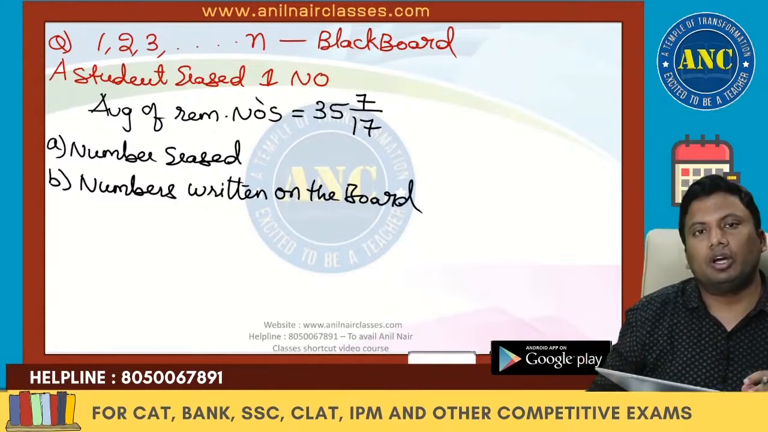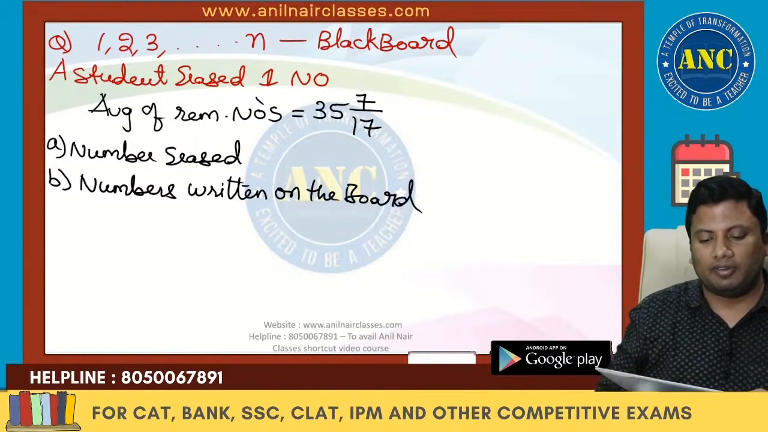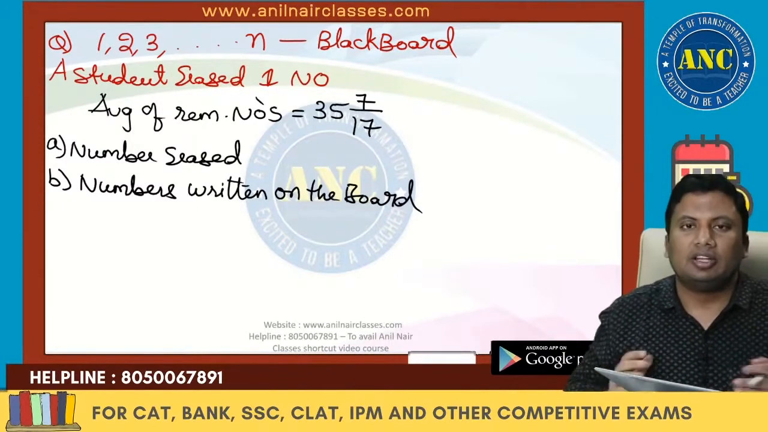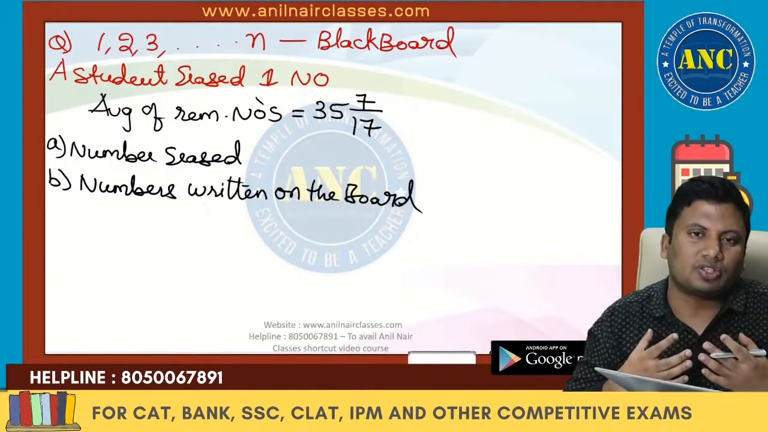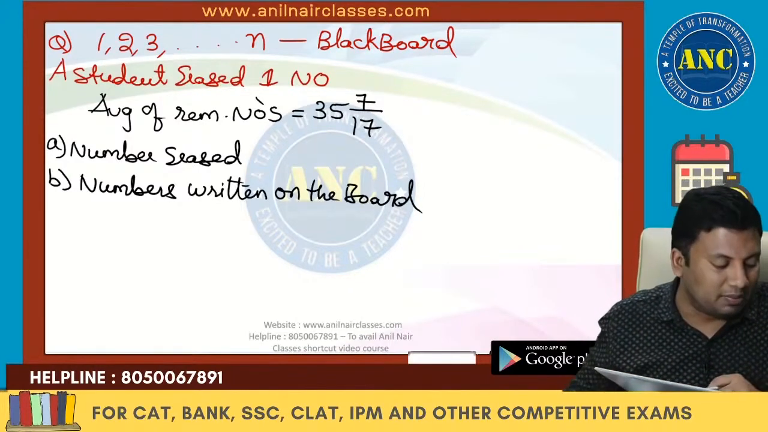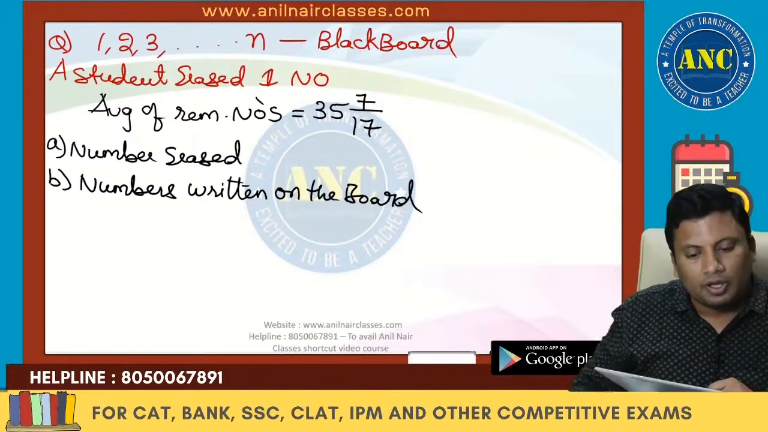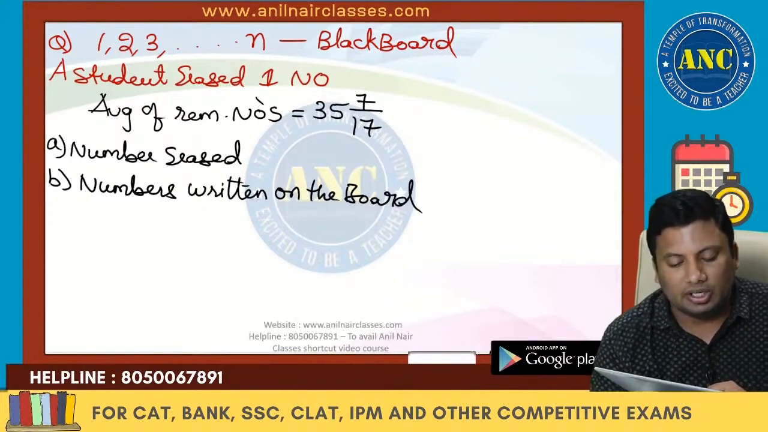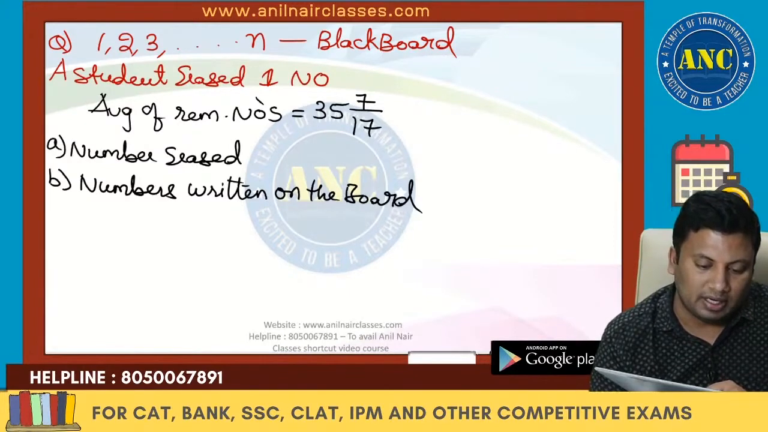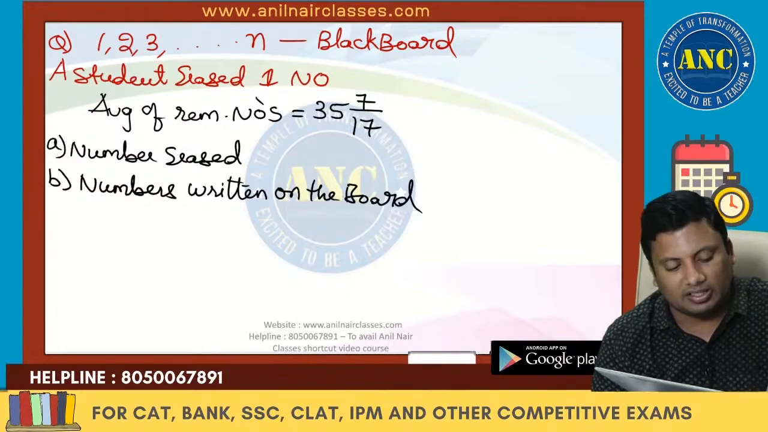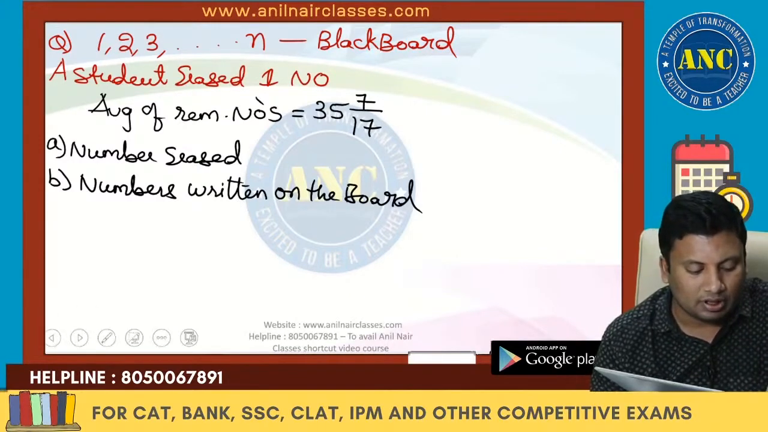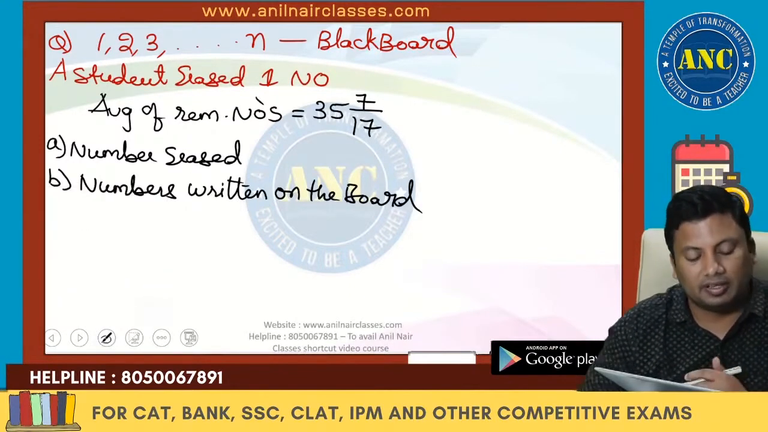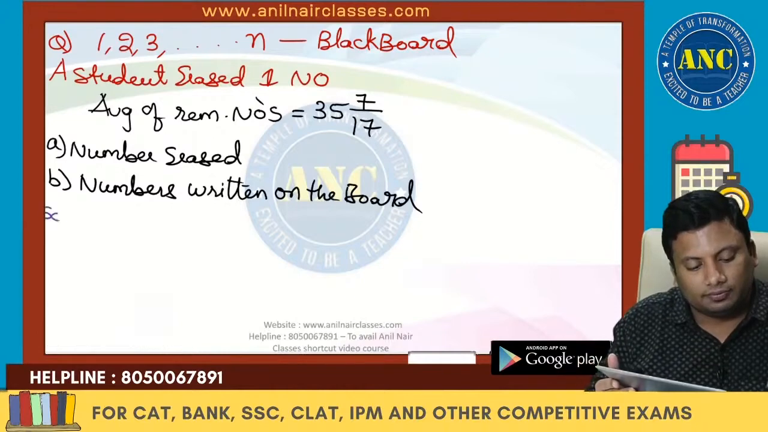A very, very good average-based question from logical reasoning. These kinds of questions you can solve only if you have better logical thinking abilities. The numbers 1, 2, 3 till n are written on a blackboard. A student erased one number. The average of the remaining numbers is 35 7/17. Solution.